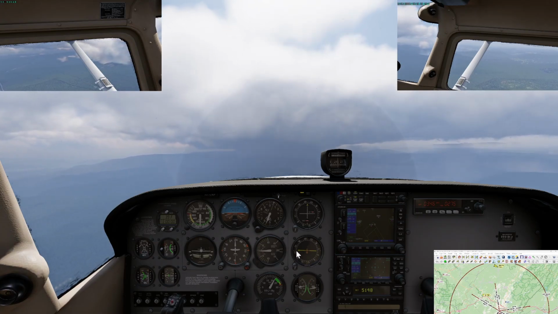Attention all aircraft. Greenbrier Valley information. Romeo current. Altimeter 29.92.